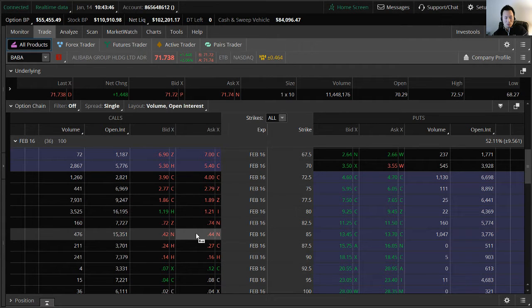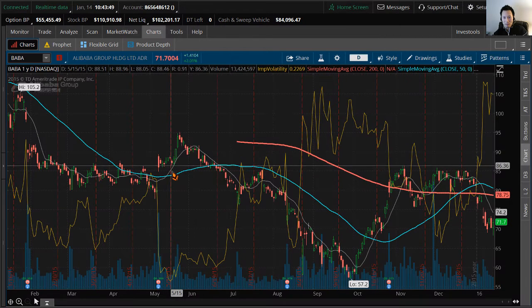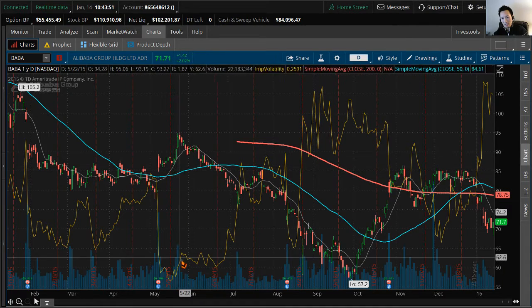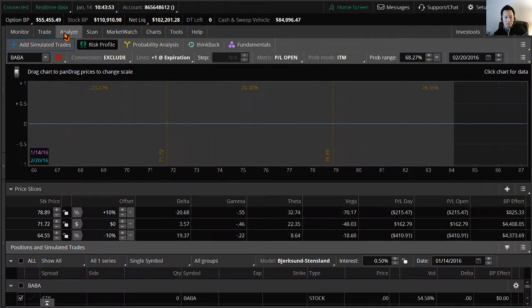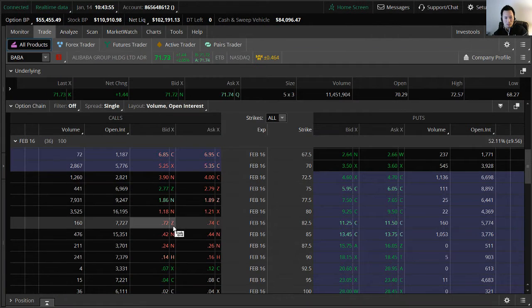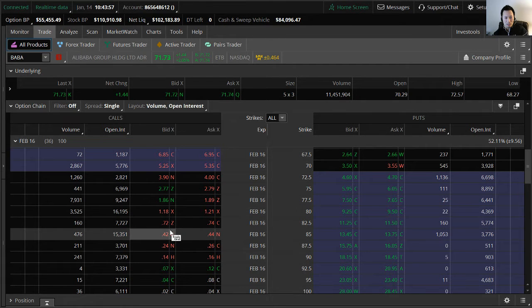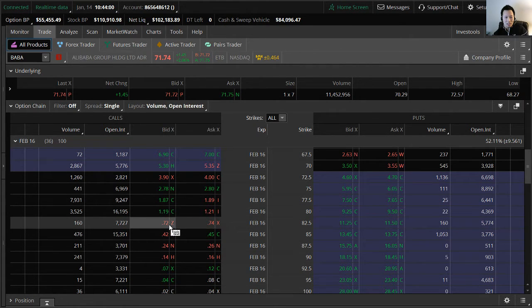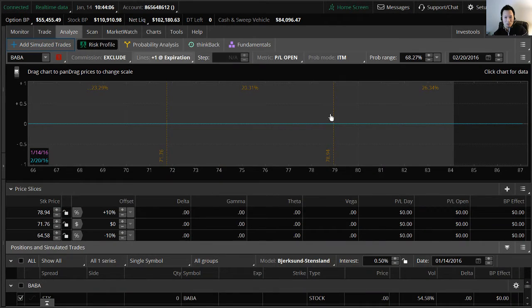So if I want to go 85 and 65, 85, I wonder if I can do, the 82s look decent too. So 82 I can sell for 72 cents. That's pretty good, 82.